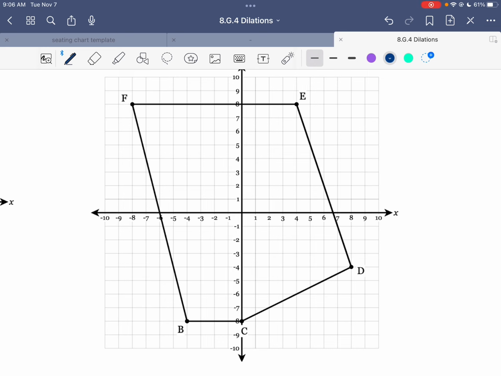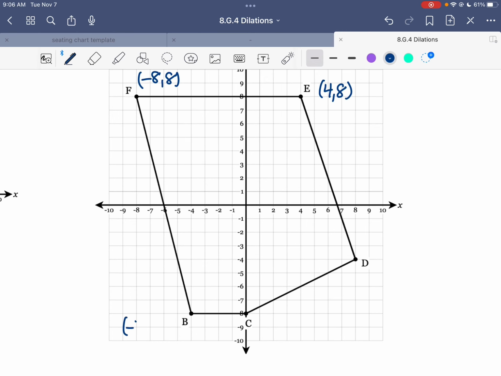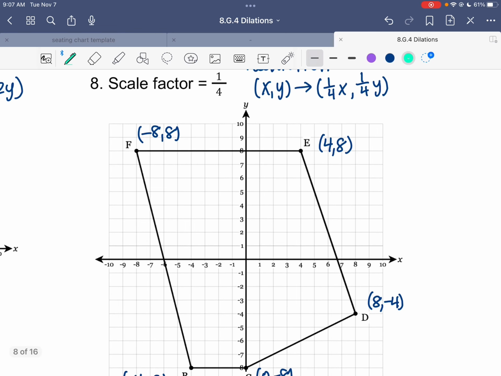So F is -8, 8. E is 4, 8. B is -4, -8. C is 0, -8. And D is 8, -4. So we're going to multiply all of our coordinates times 1/4.